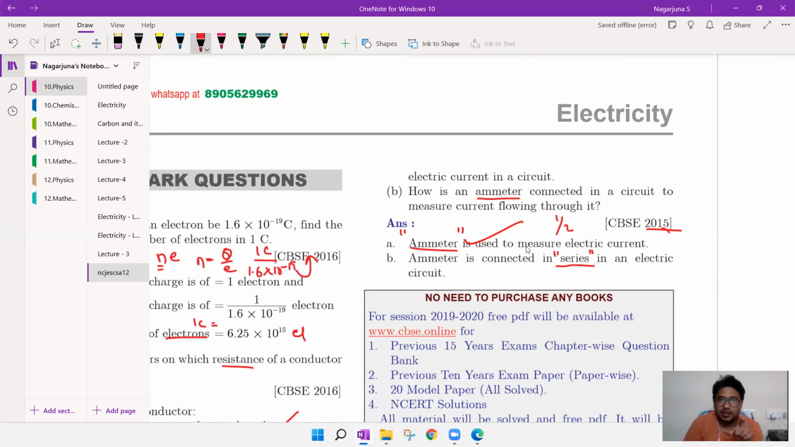Okay, here also ammeter is used. If you want, you can write a big sentence. Ammeter is the device which is used to measure electric current. Try to underline the ammeter. Straight away, he will correct ammeter and he will put half mark. Ammeter is connected in series in an electric circuit. Underline this series. Straight away, he will correct that series and assign half mark. Half and half, you are going to get 1 mark.